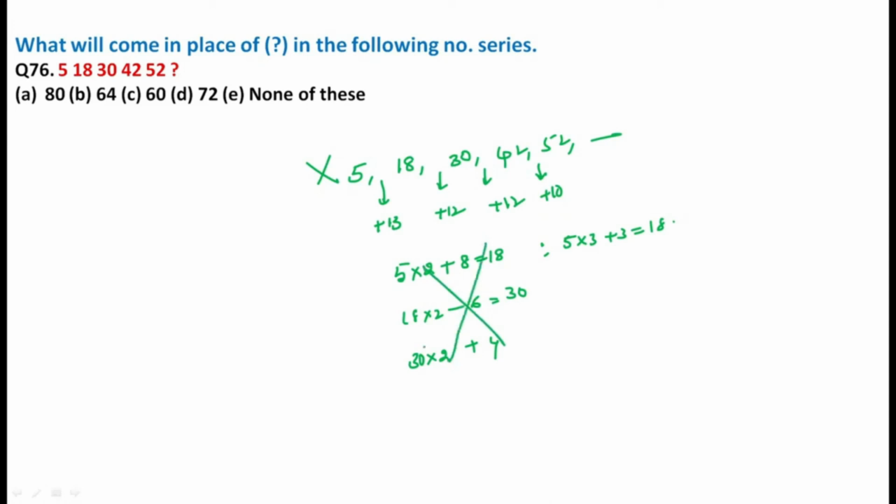We have many logics, guys. So 5 threes are 15 plus 8. The next value, 18 threes are 48. Now the value is exceeded. So all the logics have failed. But still, I need to solve this question.